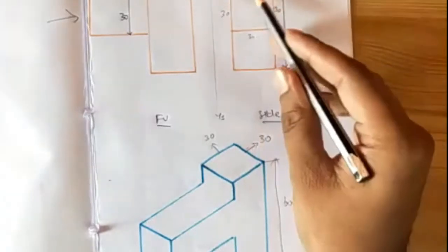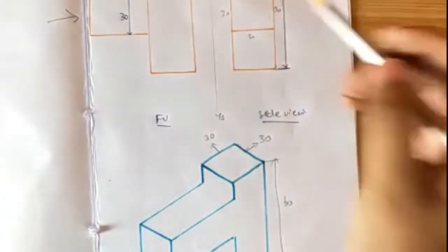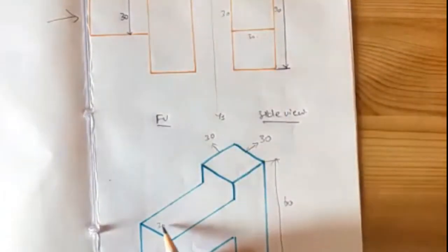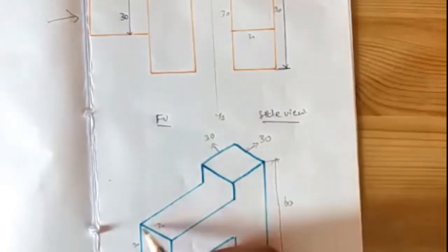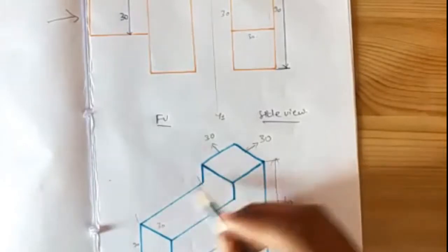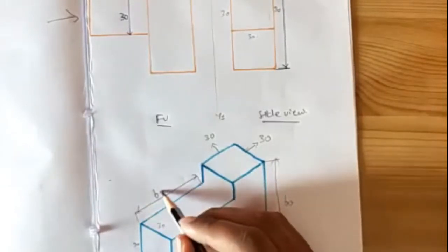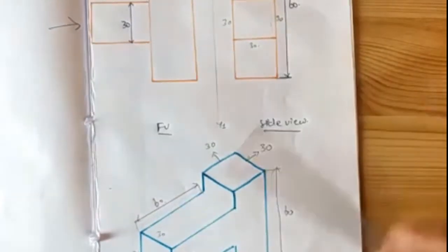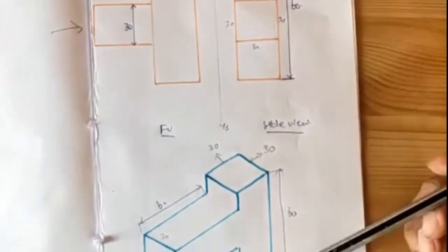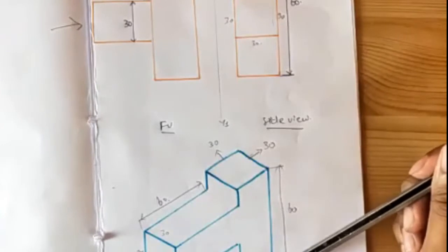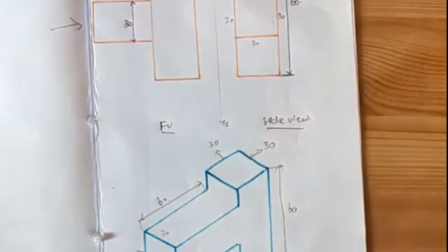Coming back to this solution, this is the sketch which he has given you. In the front view you can see that the sides are 30. That means this side is 30, 30 and 30. And what is the total length of the projections? It is totally 60. This is what he has given you in the orthographic view, and we'll convert it into isometric view in this manner. We'll start sketching this one.